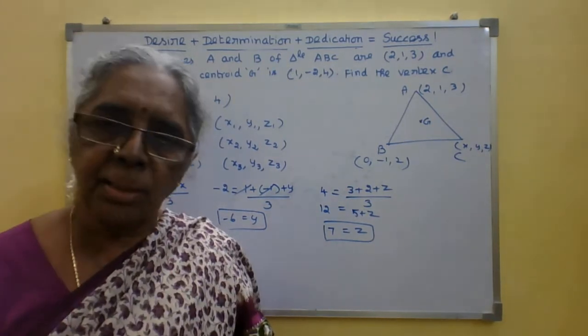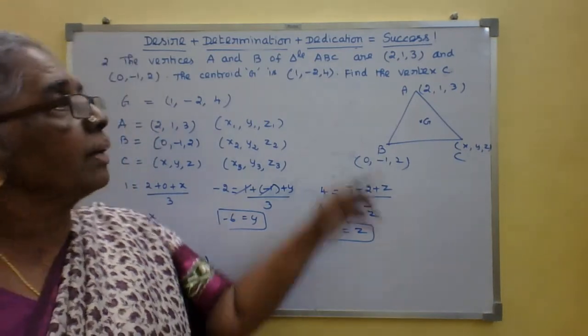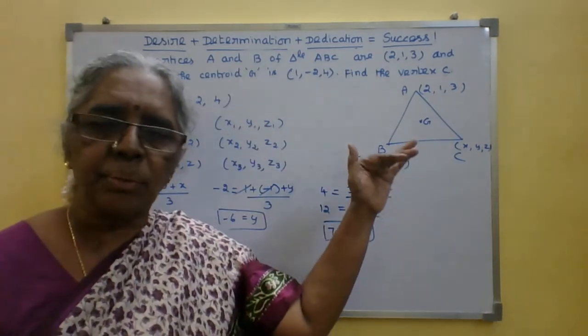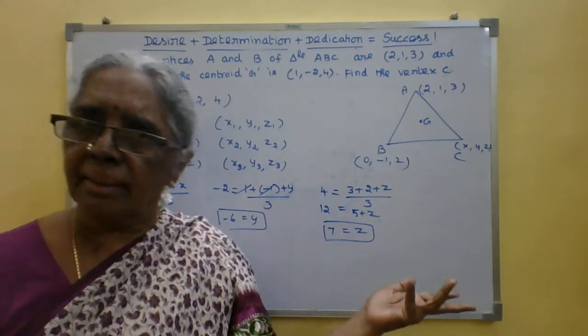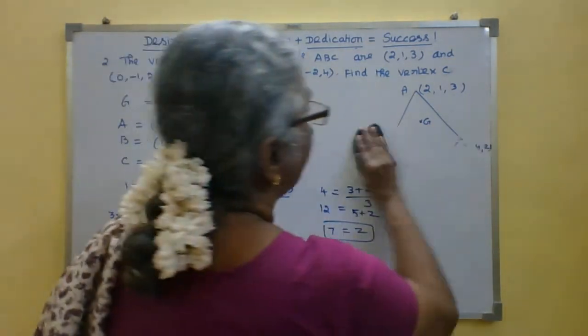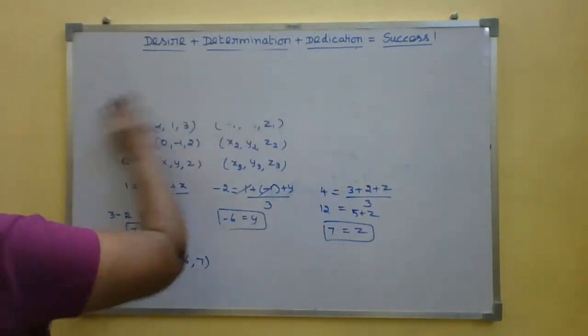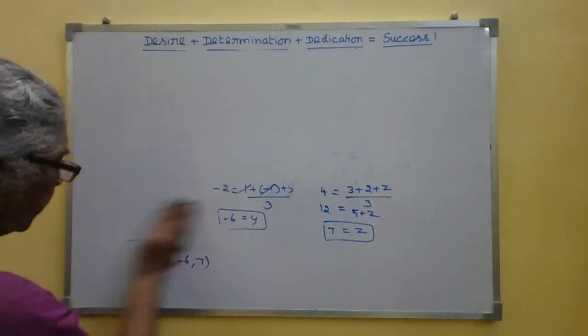So they can give the 3 vertices and ask you the centroid. That is very straight. Here they have given 2 vertices and the centroid, and you are finding the third vertex. Is this clear to you? Now a bit of similar sum, let us see. That is the sum number 3 we are going to do now.